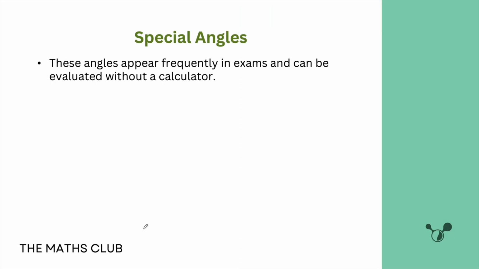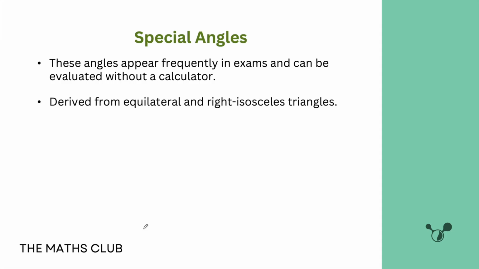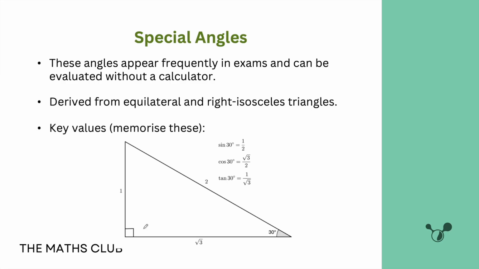These angles appear very often in exams, and without having to use a calculator, you can actually solve it. You know, this always makes some people say, oh, this guy finished very fast. It's some tricks. It's derived from the equilateral and right isosceles triangles. And there are some key values to memorize for 30 degrees, but of course we're not going to just take it like that. We're going to solve it and see how this came about.